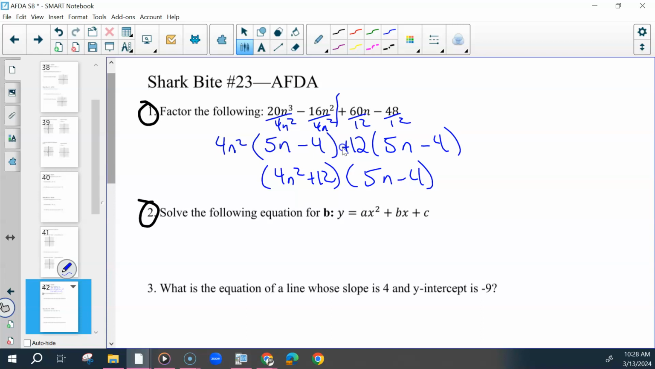Normally this would be the end, but when I look at this, I could divide something else out of this. What could I divide out? 4. So if I divide both of these by 4, I could rewrite that as 4 times n squared plus 3, 5n minus 4. And now nothing else can be factored out. So that would be your final answer. Questions there?